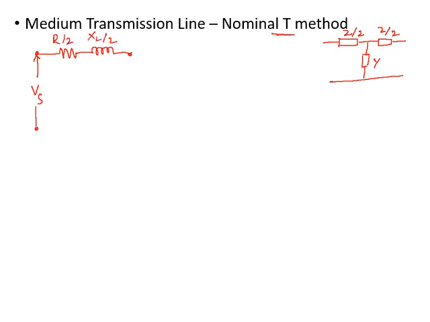Then we have the shunt admittance. So here Y. So Y equal to J omega C or 1 by XC. Then approaching towards receiving end, the receiving side impedance. So it is R by 2, XL by 2.